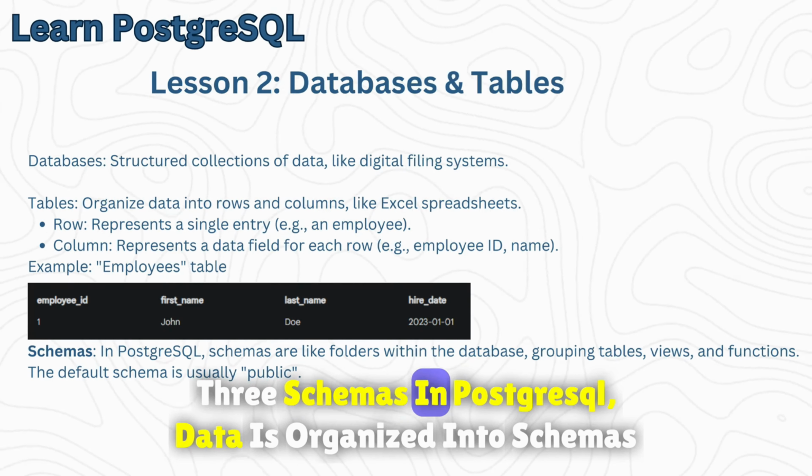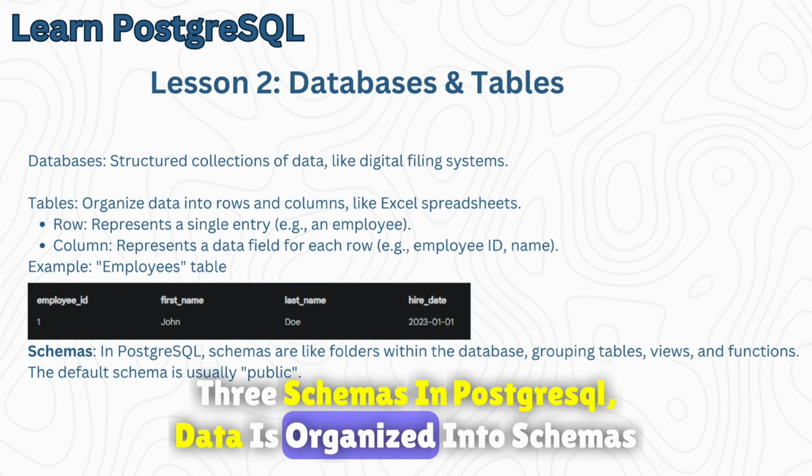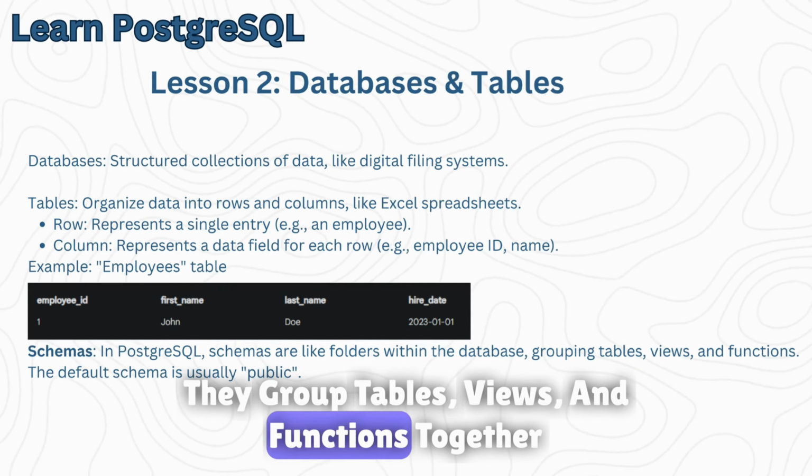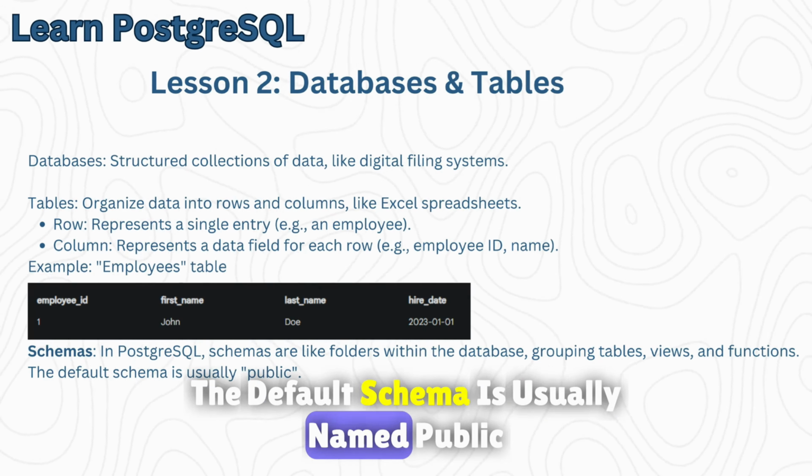3. Schemas. In PostgreSQL, data is organized into schemas, which are like folders within the database. They group tables, views, and functions together. The default schema is usually named public.